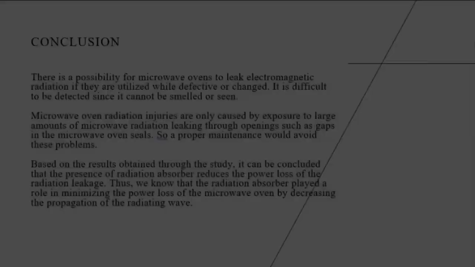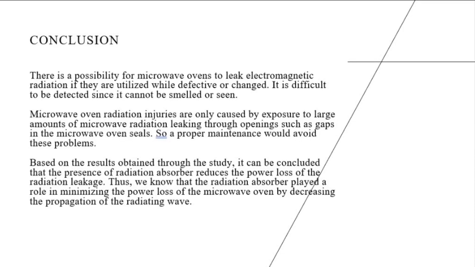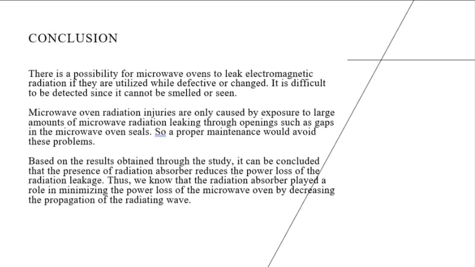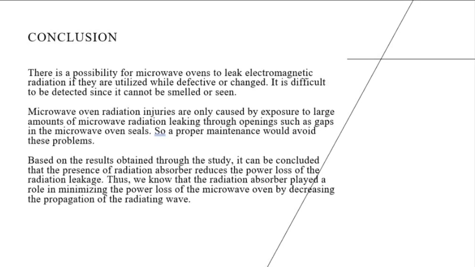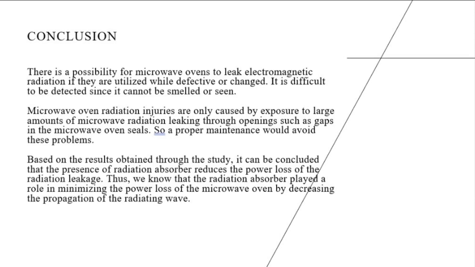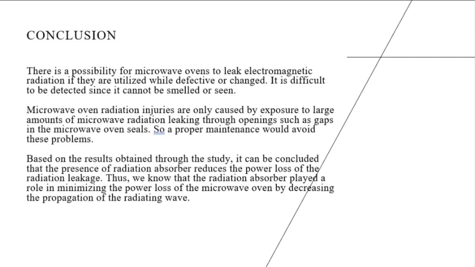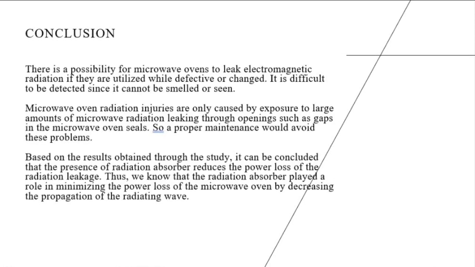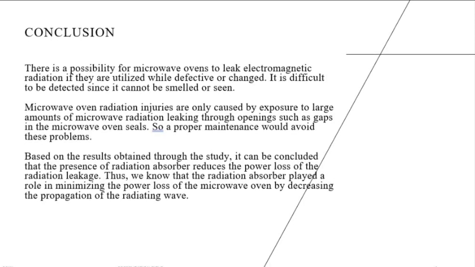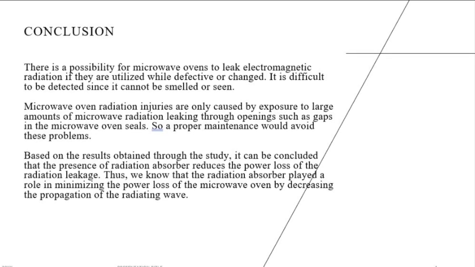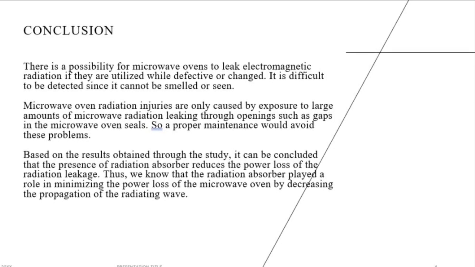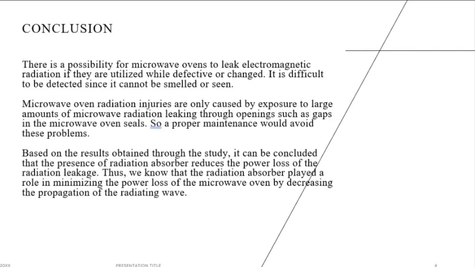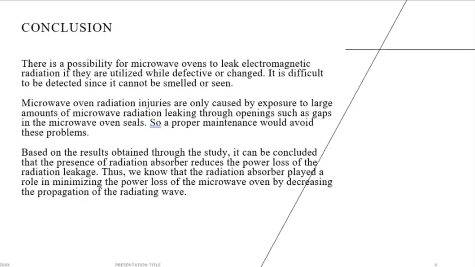Thank you. In conclusion, there is a possibility for microwave ovens to leak electromagnetic radiation if they are defective or altered. It is difficult to detect since it cannot be smelled or seen. Microwave oven radiation injuries are only caused by exposure to large amounts of microwave radiation leaking through openings such as gaps in the microwave oven seals, so proper maintenance will avert these problems.